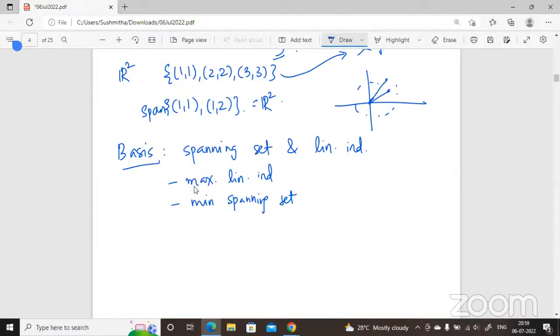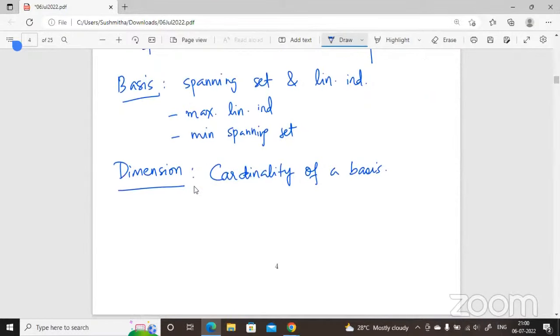That is a basis. And you can generate infinitely many bases for a vector space, and any two bases will have the same number of elements, and that number is called the dimension. So the cardinality of any basis, the number of elements in any basis, is called the dimension of the vector space. So are things clear till this? Yes, ma'am. Okay. So now let's take the example.